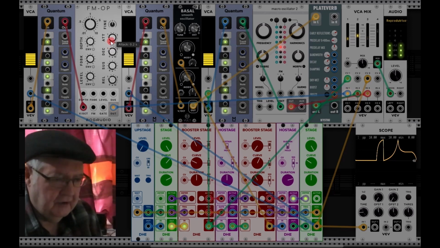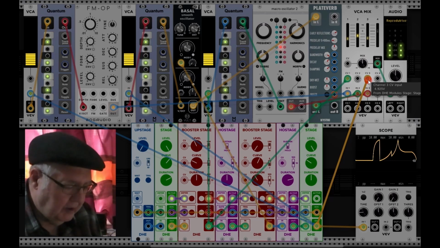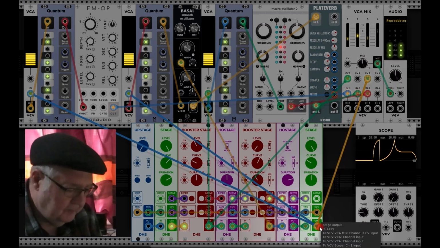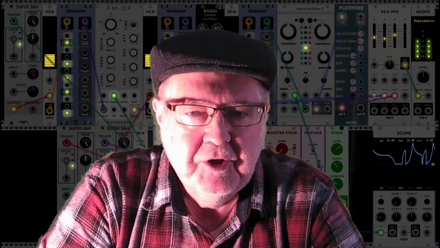The volume of voice 3 here is modulated by the overall envelope again, coming from the left stage module. All right, let's modify this patch a bit.